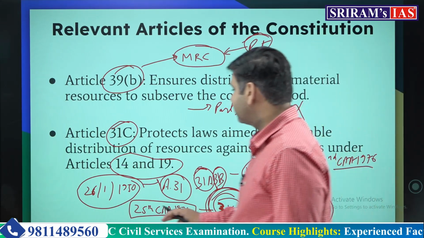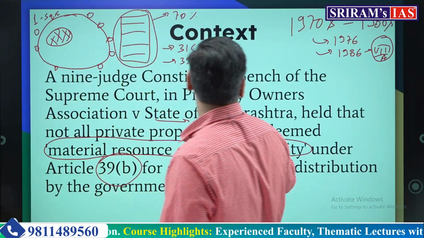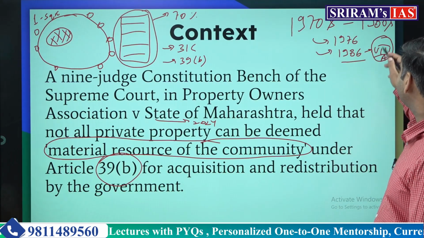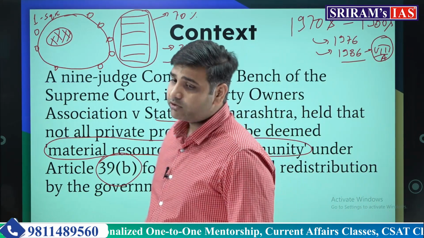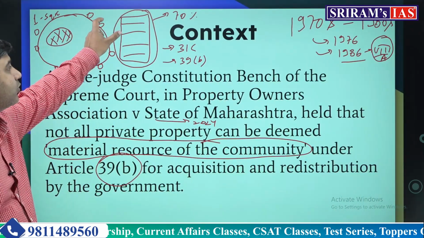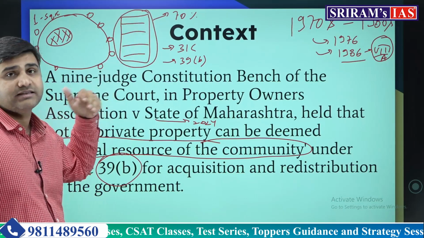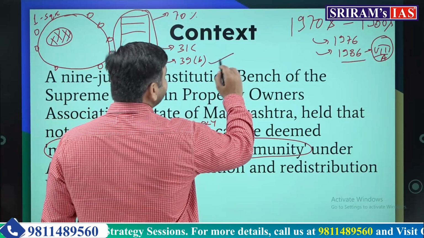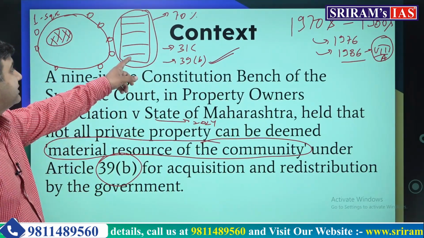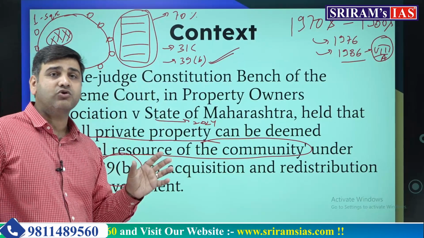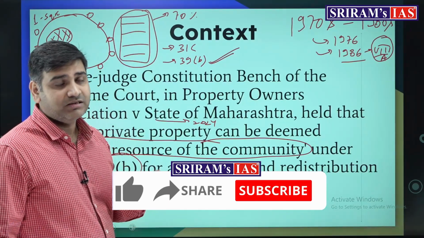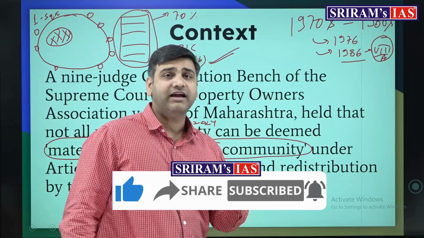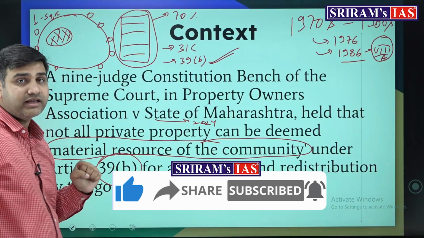Now, coming back to this slide where we were trying to understand what happened in Mumbai. In 1986, this chapter 8A was introduced, and according to this chapter, your building can be acquired by the government if 70% of the tenants say so. The government was doing this to implement Article 39B. The government was taking this particular building as a material resource of the community. The simple idea of the government was that it is trying to save lives, and that is the reason why the government is acquiring this building.